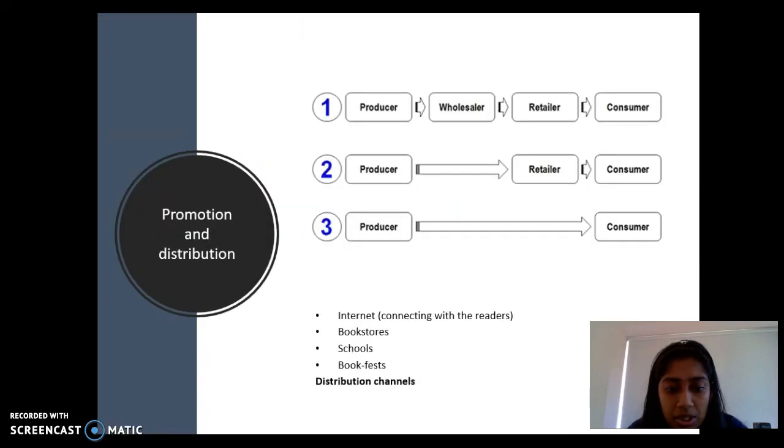Let's go to promotion and distribution. When it comes to distribution, there are 3 types. The first is from producer to wholesaler, then retailer, and then consumer. Wholesalers have connections with thousands of booksellers, and hence marketing through them would be an advantage, though you have to sell to them at a 50% discount.